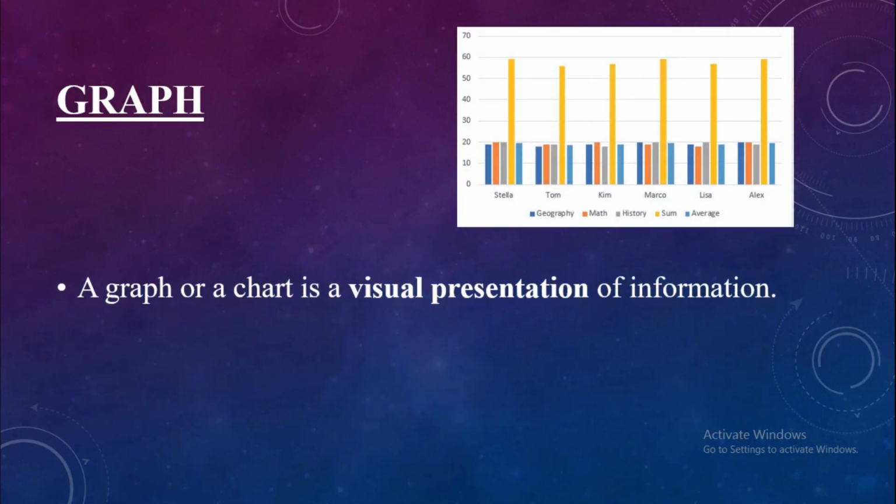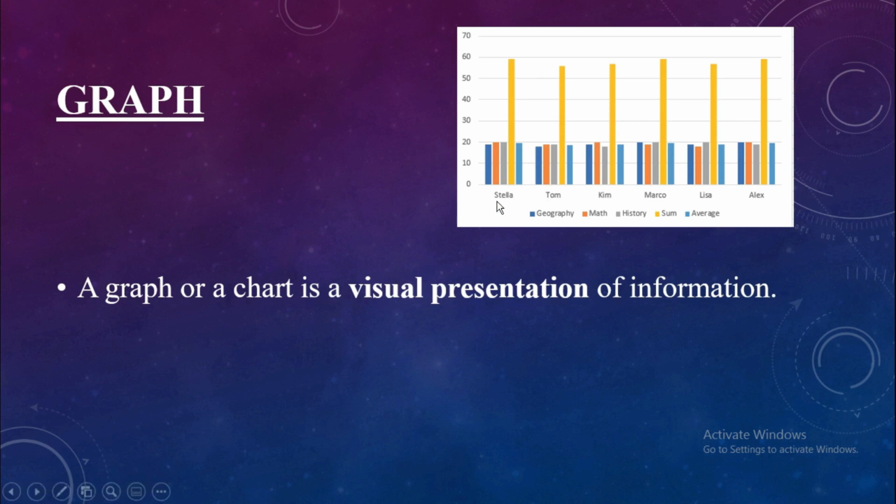A graph or a chart is a visual representation of information. So we can call a graph a chart also. The other name of graph is chart. Okay, so it is a visual representation of information. So here we have a picture of a graph. So from this it is clear that it is a visual representation, right? It is a picture, right?